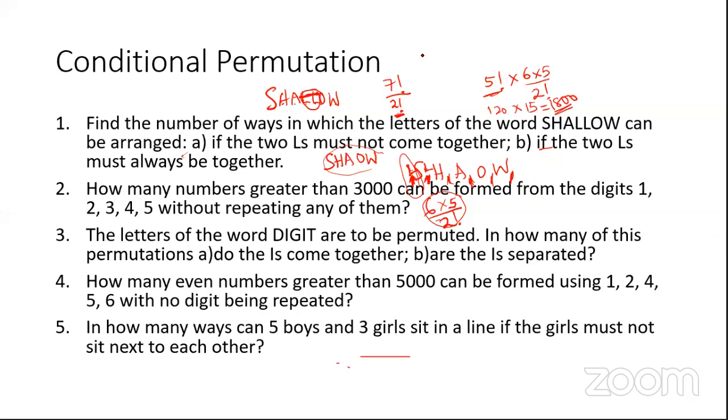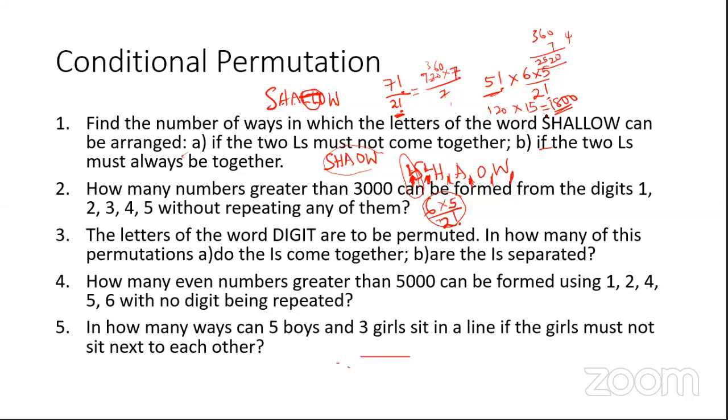In how many ways can it just be arranged? 7 factorial over 2 factorial. What do we get here? 7 factorial is 5,040, which is 720 times 7. 6 factorial is 720. 720 times 7 divided by 2. So that would be 360 times 7. So what is 360 times 7? 3 times 7 is 21, plus 6 times 7 which is 42, that's 2,520.